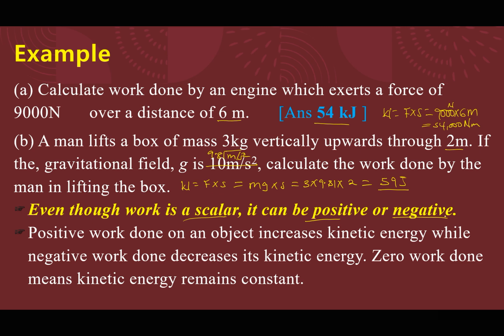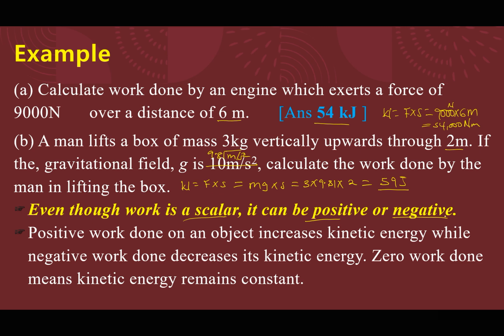However, negative work done decreases its kinetic energy. If work is done against friction, it means the work done is going to decrease the kinetic energy of the object. So the work done against friction can be considered to be negative because it's going to decrease the speed. It is going to decelerate a moving object. And of course, zero work done means kinetic energy remains constant. So if there's no work done, then the kinetic energy is expected not to change because the force is not causing a change in speed in that case. That is what we mean by work done.